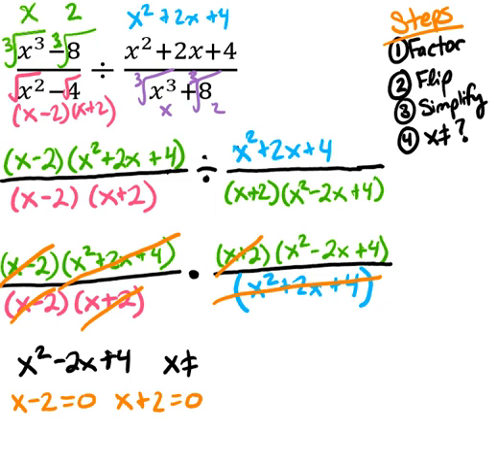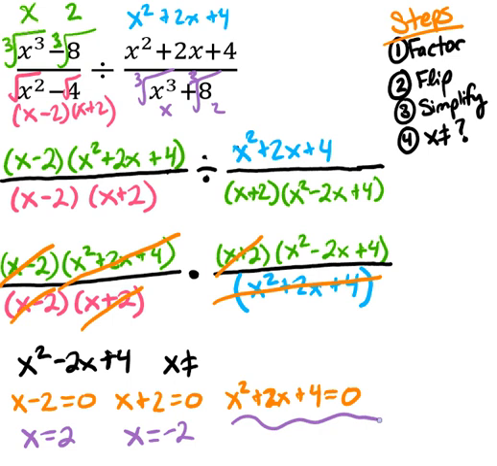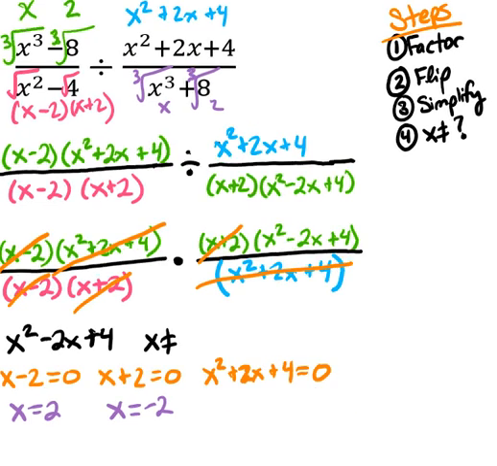But we do need to write down our x squared plus 2x plus 4, because we still need to solve that for 0. So here we're going to get that x can't equal 2 and x can't equal negative 2. Now, to find what x can't equal in our last equation, because we can't factor it, we're going to need to use the quadratic equation to solve this problem. Or we can complete the square. We're going to complete the square because it's going to be a little bit faster for this problem.